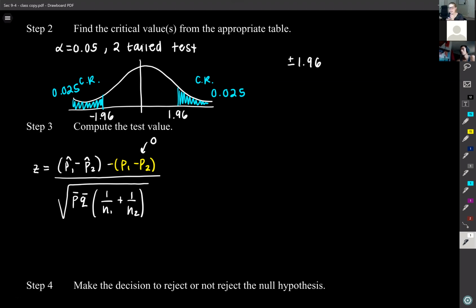So I'm not going to give you an example that's not 0. So yes, this is the formula for getting the test value, but in all the examples that I give you, p1 minus p2 will be 0. So you don't have to worry about having to fill that part in. You could do some more complicated examples where they talk about having a specific difference between the proportions, like a specific difference of maybe 20%. That's the case where you use an actual value and it's not just 0, but in the examples that I give you, I'm not going to do that.